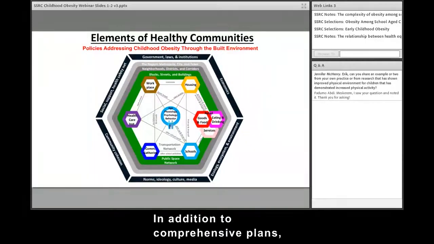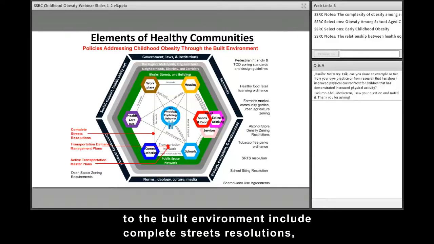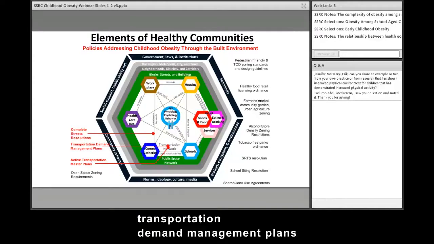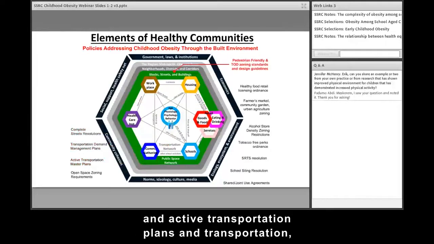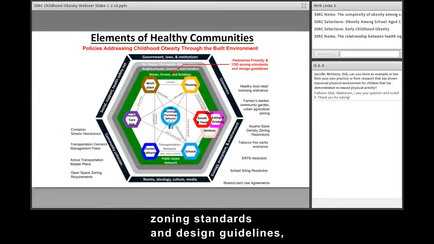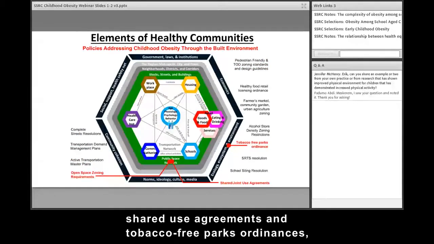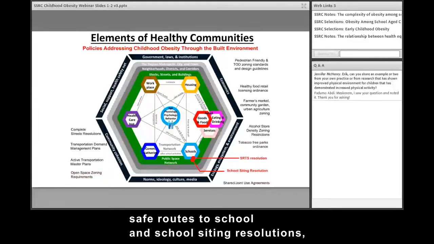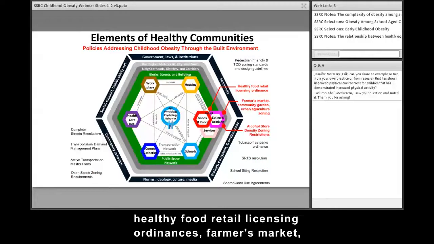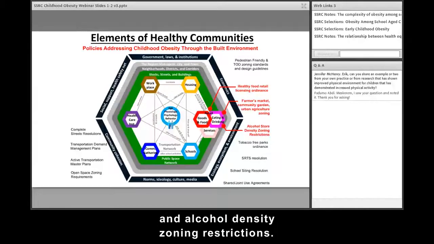In addition to comprehensive plans, policies which can reduce obesity through change to the built environment include complete streets resolutions, transportation demand management plans, and active transportation plans in transportation, pedestrian-friendly or transit-oriented development zoning standards and design guidelines, open space zoning requirements, shared use agreements, and tobacco-free parks ordinances, safe routes to school and school siting resolutions, healthy food retail licensing ordinances, farmers market, community garden, and urban agriculture zoning, and alcohol density zoning restrictions.